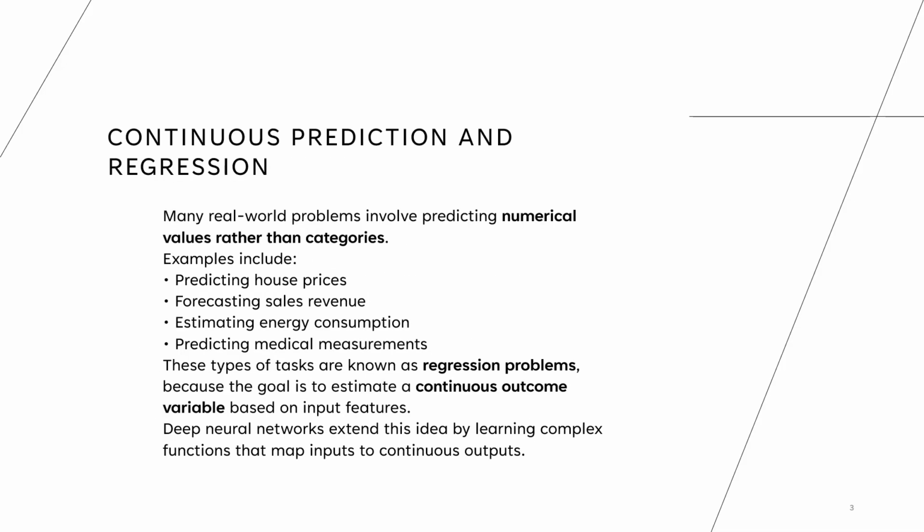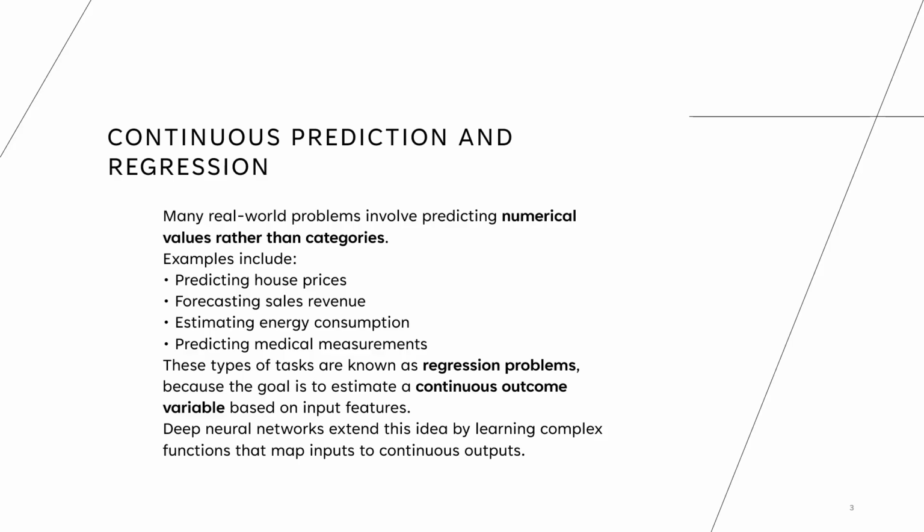To understand how neural networks can be used for regression, we first need to revisit the idea of continuous prediction problems. In many real-world situations, the goal is not to assign a category or label. Instead, the goal is to predict a numerical value. For example, an analyst might want to predict the price of a house based on factors such as its size, location, and age. A business might want to forecast future sales revenue, while an energy company might try to estimate how much electricity a city will consume on a given day. In healthcare, models may even be used to estimate measurements such as blood pressure or glucose levels.